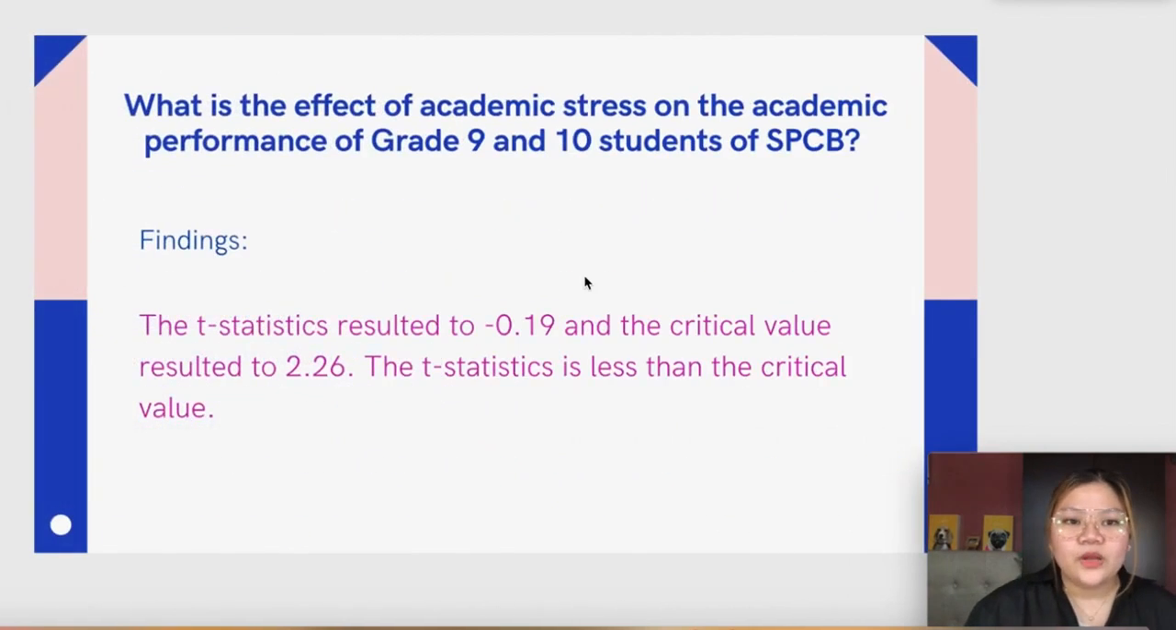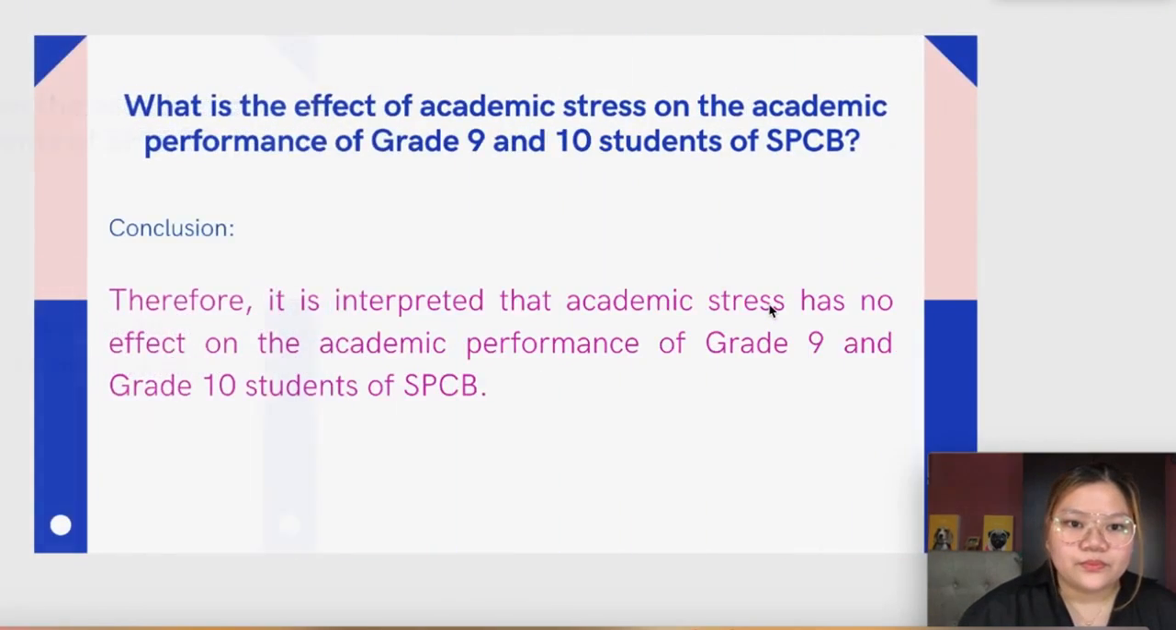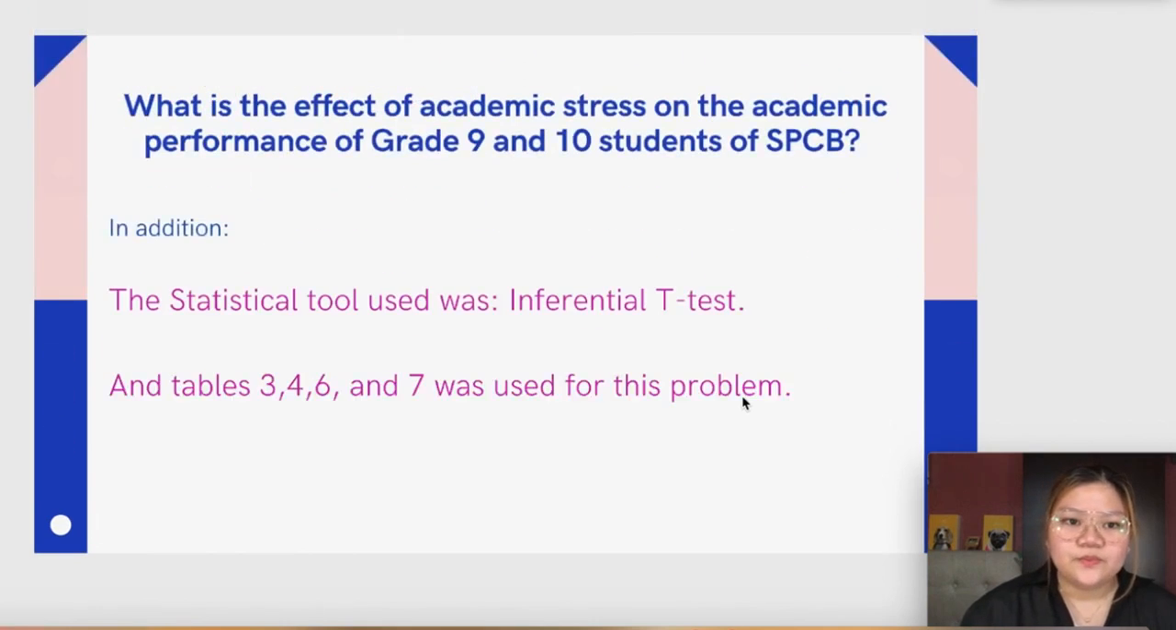For this study's findings, the t-statistic resulted to negative 0.19, and the critical value resulted to 2.26. The t-statistic is less than the critical value. For the conclusion, therefore, it is interpreted that academic stress has no effect on the academic performance of Grade 9 and Grade 10 students of SPCB. In addition, the statistical tool used was the inferential t-test, and tables 3, 4, 6, and 7 were used for this problem.